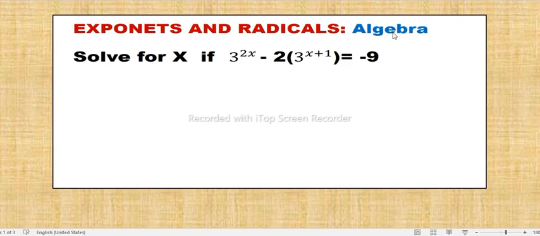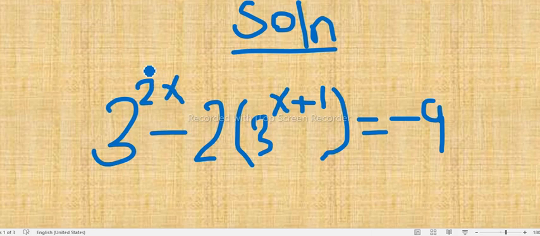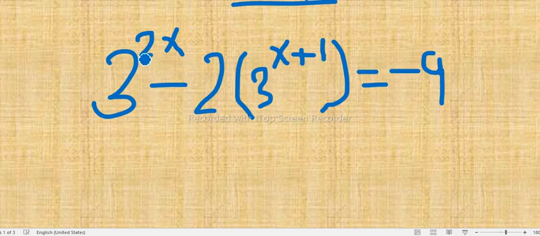Because now you can solve this one and it will turn into what we call a quadratic equation, which is algebra. You see here, it's a quadratic equation because of this power 2. That's why we can consider it also as a quadratic equation, because the highest power is 2.